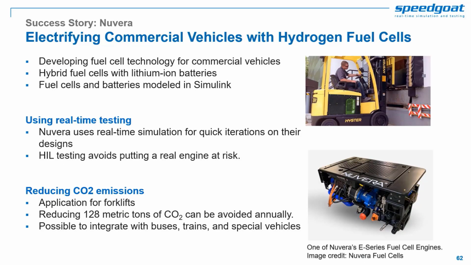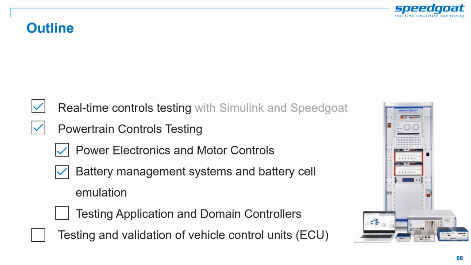The second success story is from Nuvera, a company developing fuel cell technology for commercial vehicles. The technology uses both fuel cells and lithium-ion batteries, and they use Simulink and Speedgoat hardware for quick iterations in their designs without having to put a real engine at risk. When installed in forklifts, their fuel cell engines should reduce 128 metric tons of CO2 annually.